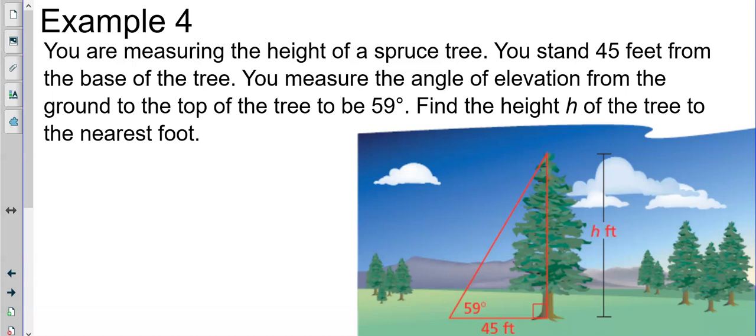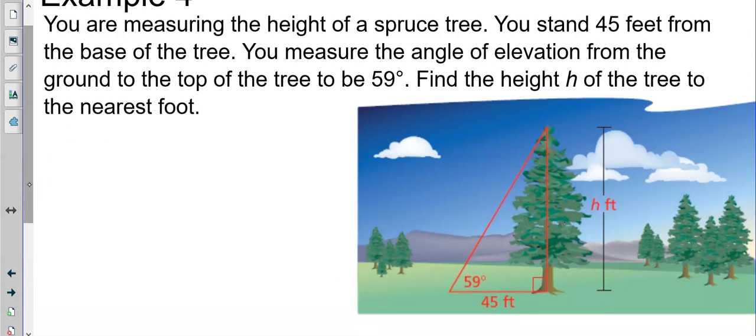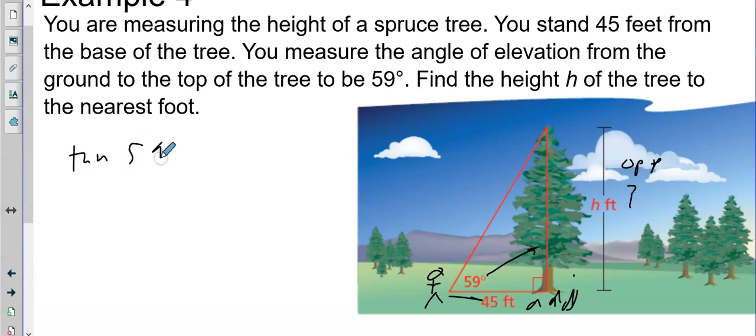All right, you're measuring the height of a spruce tree. You stand 45 feet from it. So you're over here. You're 45 feet from the base of the tree. It's a 59-degree angle looking to the top of the tree. We're trying to find the height here. So the height from this angle is our opposite. This is right next to us. That's our adjacent. So we do tangent of a 59-degree angle equals opposite over 45.